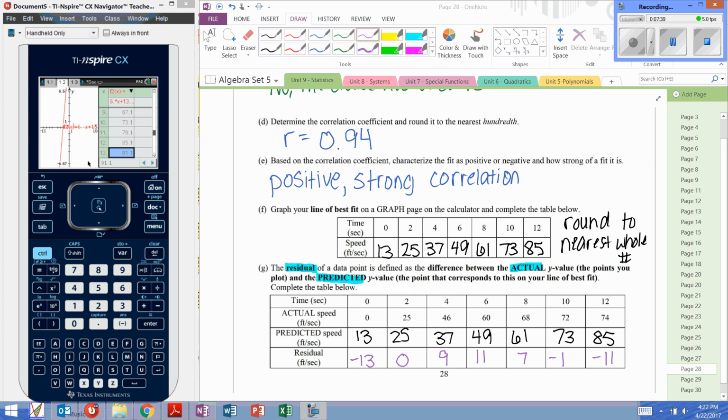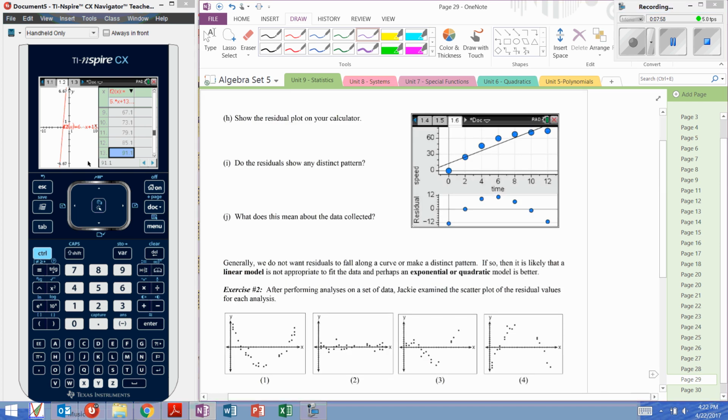So these look a little weird. I wrote all my residual values in purple, and some of them are negative. We actually have one at 0. And remember, these are the differences between that line of best fit and the actual data points. All right, let's move on here.